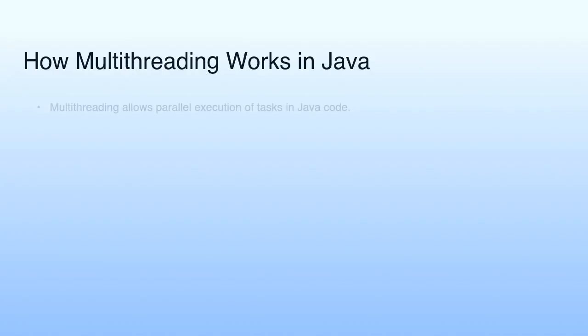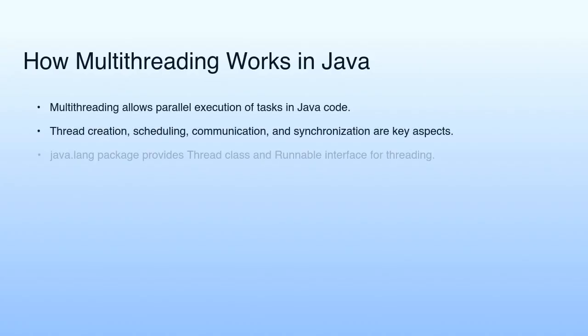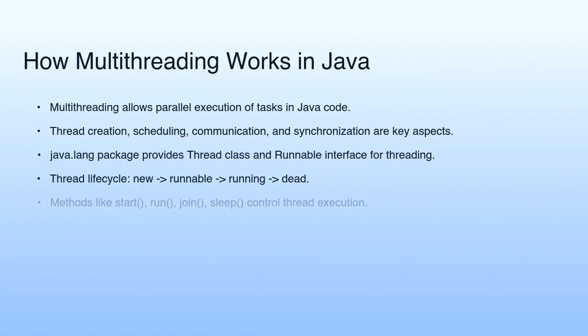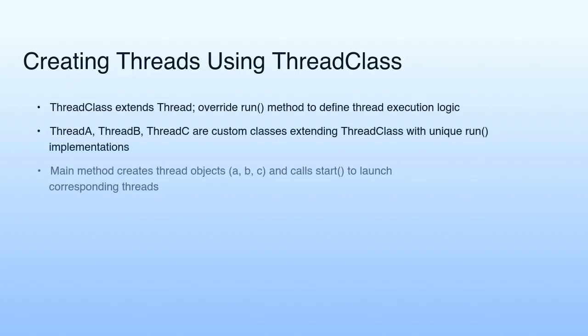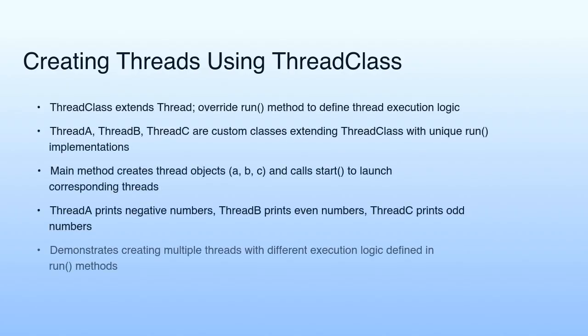In Java, multithreading is achieved through the java.lang package, which provides the Thread class and Runnable interface, with methods like start, run, join, and sleep controlling thread execution. An example demonstrates creating multiple threads with custom execution logic by extending the Thread class, overriding the run method, and launching threads with unique behaviors like printing negative, even, or odd numbers.